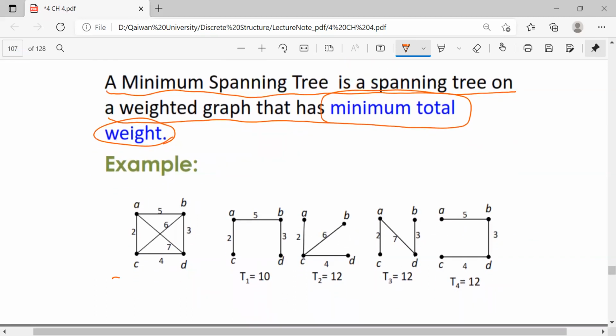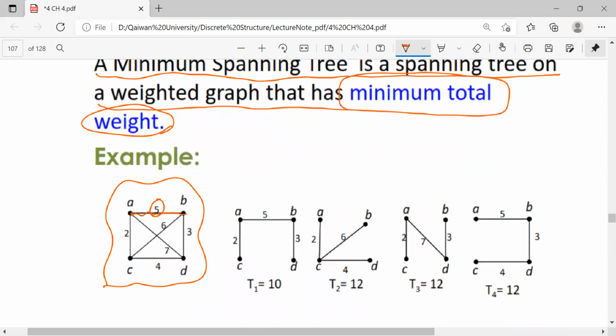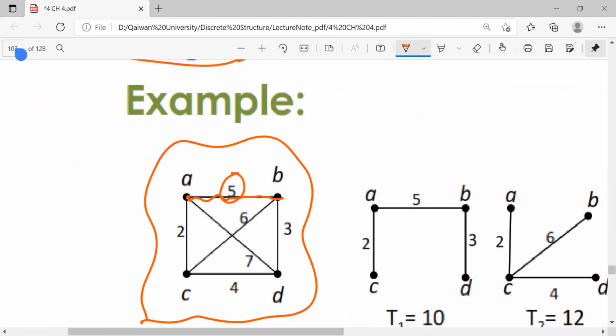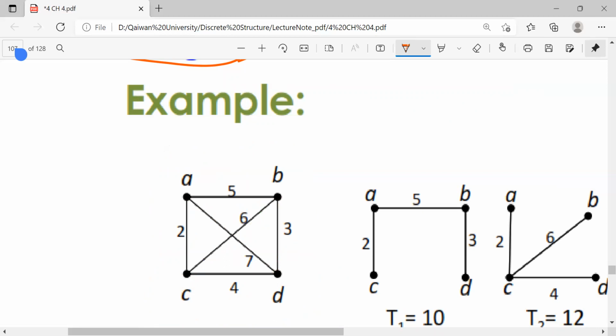For example, here we have this weighted graph. As you see, the weight of each edge is given. The weight of this edge, from A to B, is 5. The weight of this one is 2. The weight of this edge is 6. And the weight of this edge is 7. This one is 3, and this one is 4. This is called a weighted graph.